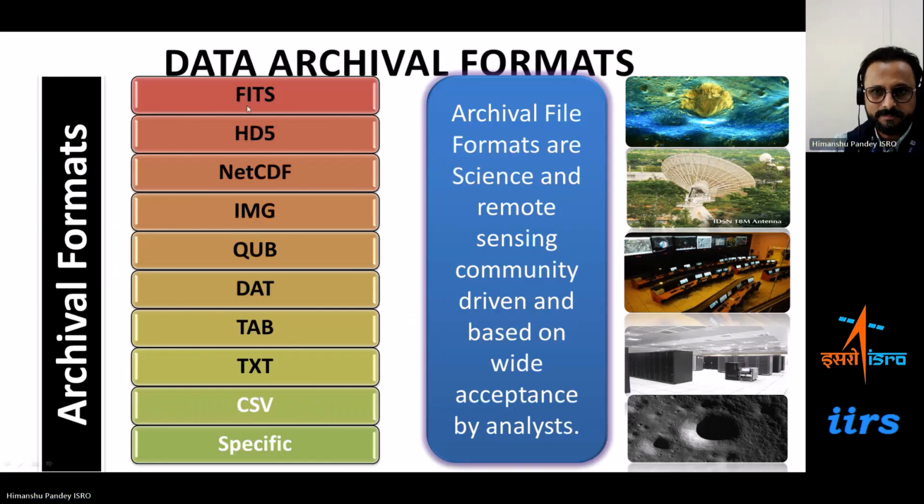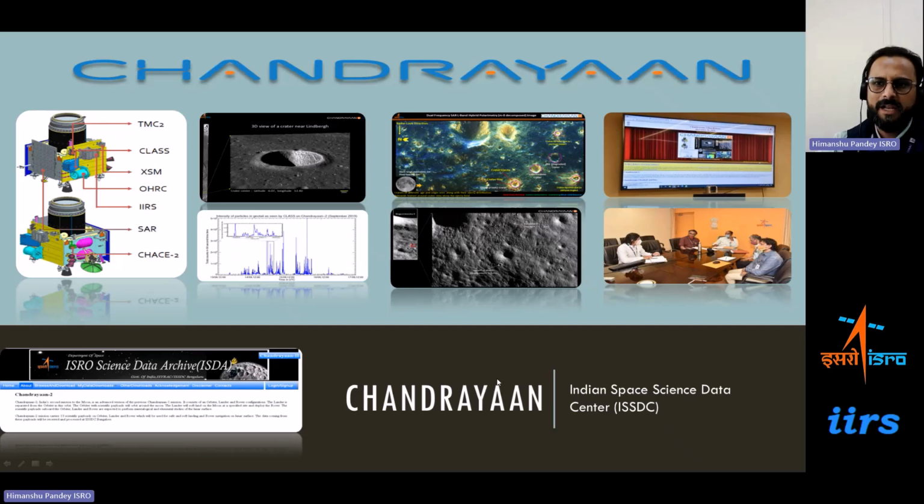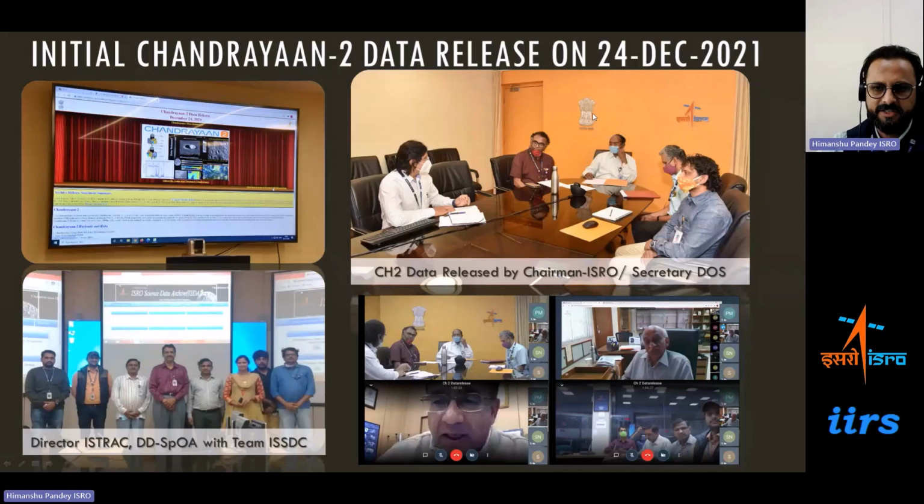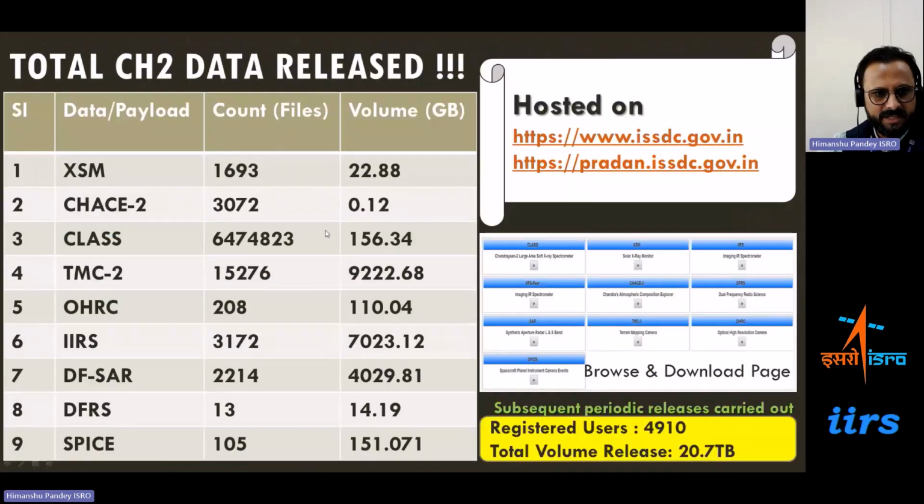Right. So as I told at the time, archival formats are science and remote sensing driven and based on wide acceptance by the analyst. One example I'll give is about Chandrayaan. If you see, the first time data was released was in 2021. These are the data sets which are already released and available there. There is a huge amount of data, around 20 terabytes of Chandrayaan.